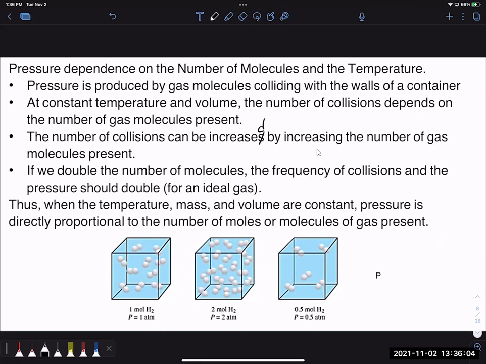A lot of these, actually all of these, if you're just changing a single variable, it's easy proportions. So like here, if we double our particles, double the pressure. If we cut the number of particles in half, we also cut our pressure in half. So that's a directly proportional relationship. So when the temperature, mass, and volume are constant, the pressure is directly proportional to the number of moles or the molecules of gas present.